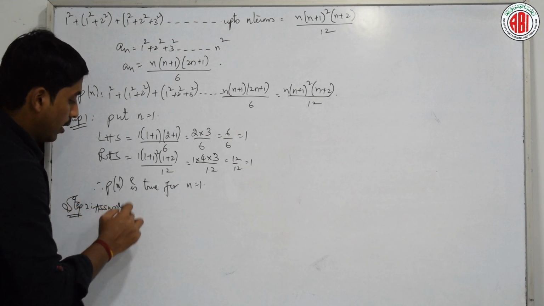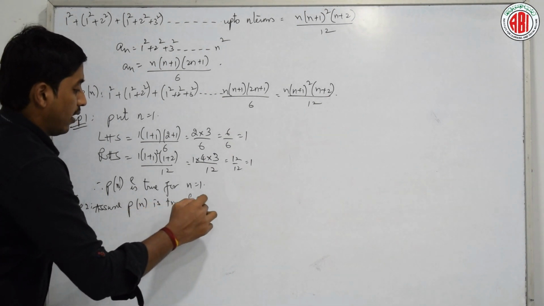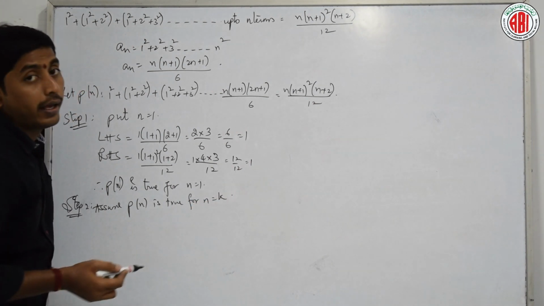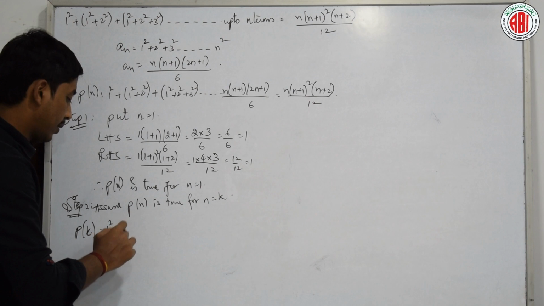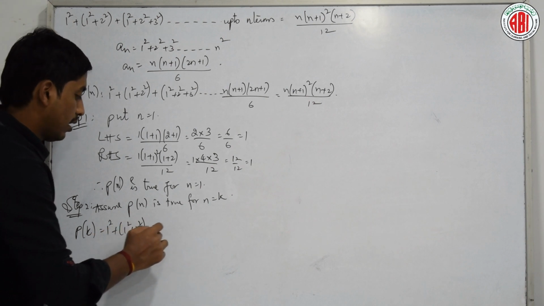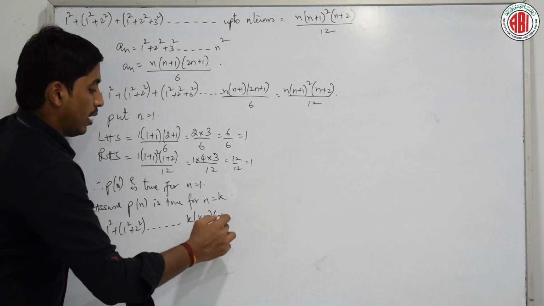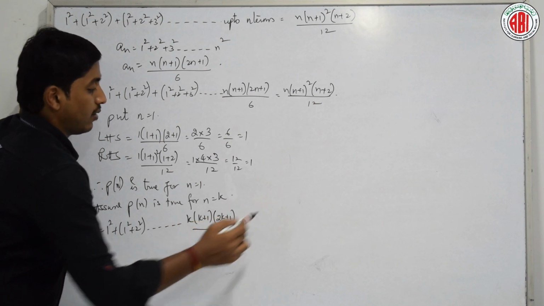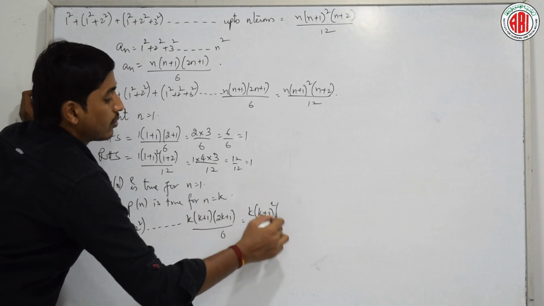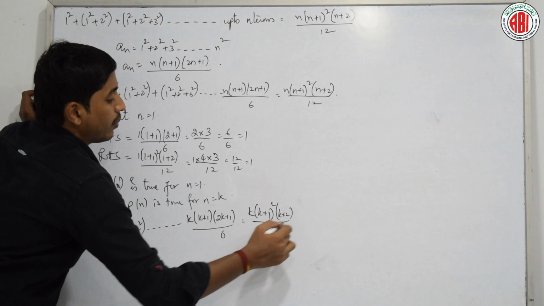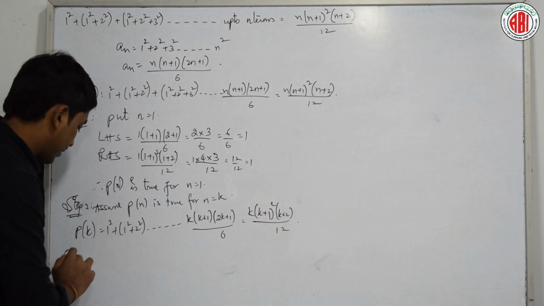Assume P of n is true for n is equal to k. Yes? That is, P of k will be 1 square plus 2 square and so on up to k into k plus 1, 2k plus 1 by 6, that is equal to the right thing, that is k into k plus 1 whole square into k plus 2 divided by 12. Is it right? Then what is my third step?